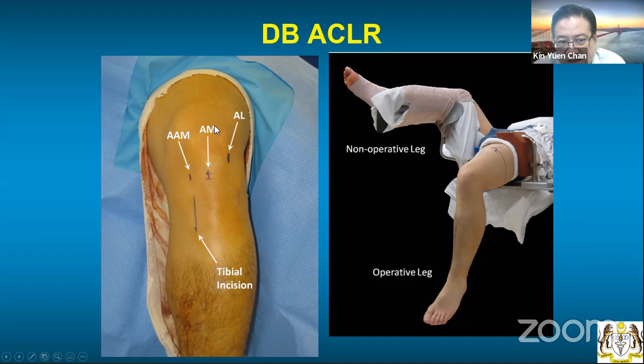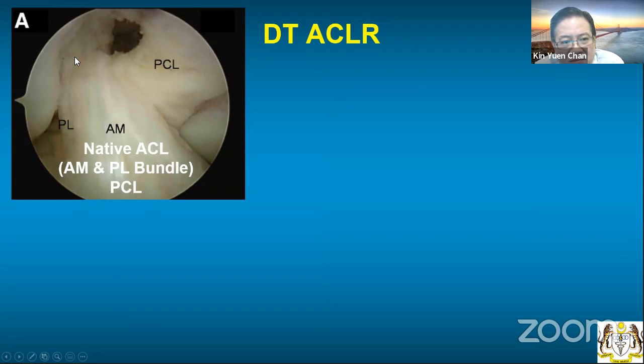I think Professor Fu uses this sort of technique, but I generally put the patient's knee on the table and just do it as if it was for a total knee replacement. And this is an arthroscopic image of the inside of a knee with the native ACL.